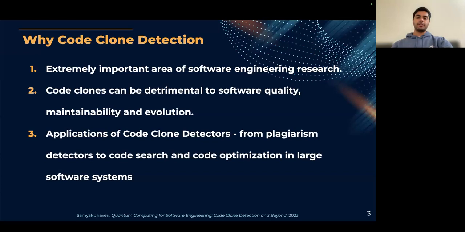But why code clone detection? It's an extremely important area of software engineering because the presence of code clones in large software systems can affect the maintainability, the quality, and the repairability of these systems. And code clone detection tools have applications from plagiarism detectors in academic situations to large-scale code systems to improve their code execution. So essentially code search and code optimization.